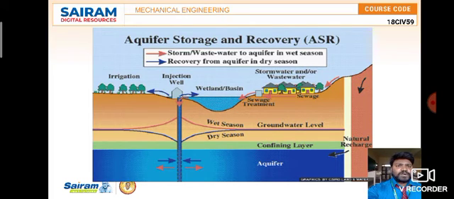In the irrigation process, this is how the water will be taken out, and this lowest place is called the aquifer. Natural recharge takes place with the help of rainwater, and the remaining water will be recharged through an artificial method. So this is all about recharge.